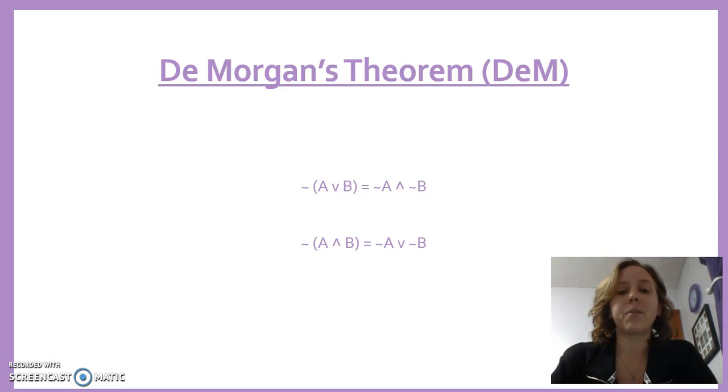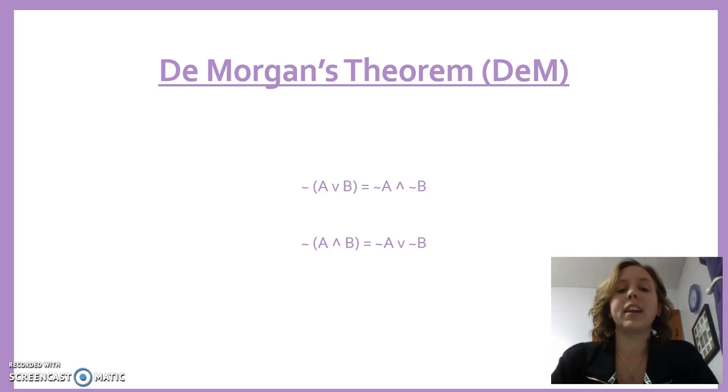So the final thing I want to go over is De Morgan's theorem. It shows up some on the Praxis. It's a very basic theorem. It's basically showing that if you're negating a statement, then the negation goes to every single element of the statement. For instance, in this first situation, we are negating A or B.